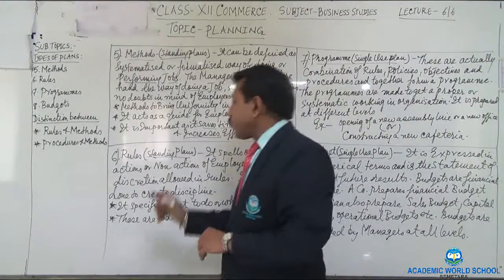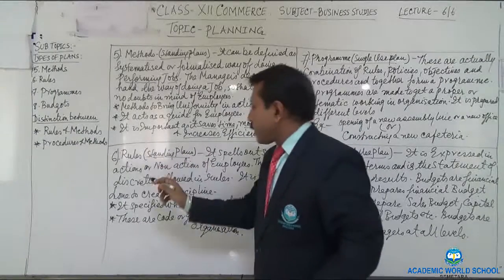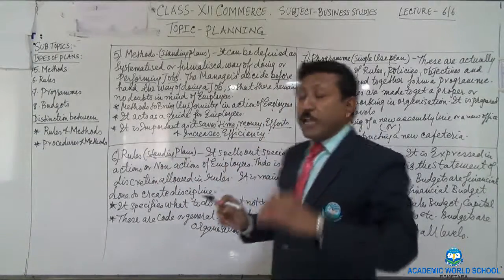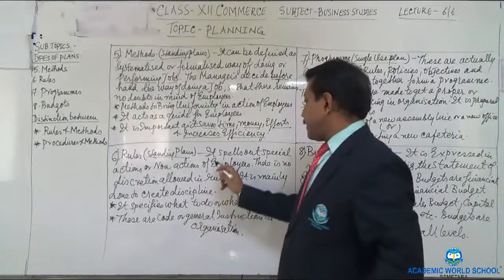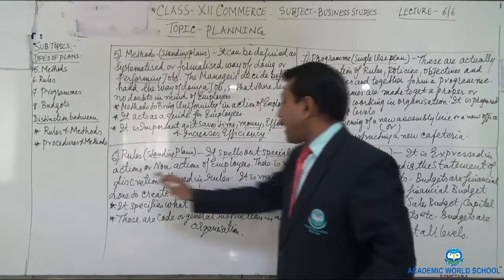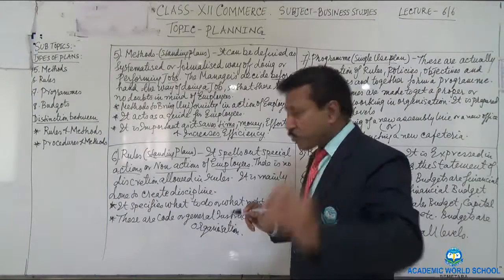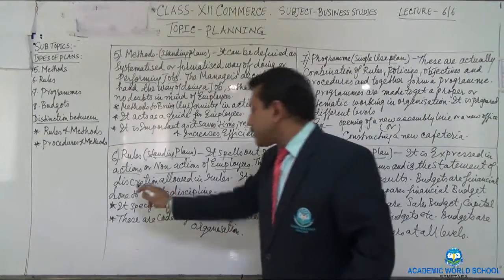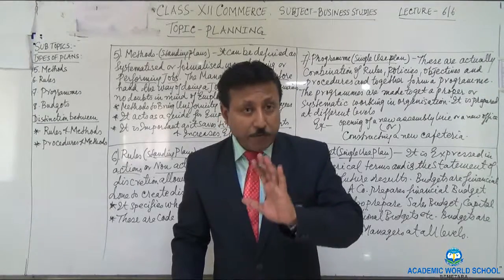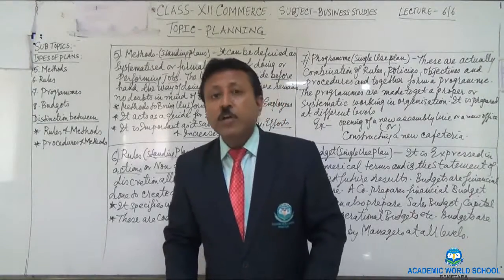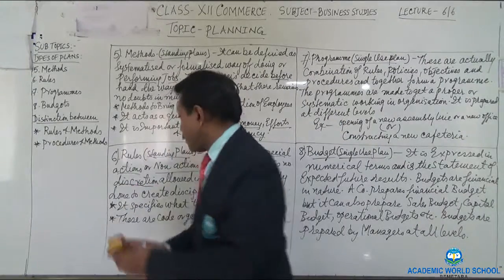Now we will go to rules, which are also a standing plan. You can see that rules spell out the special actions or non-actions of employees, what they have to do and what they should not do. There is no discretion allowed in rules. That means you cannot change it anytime. You have to do it.